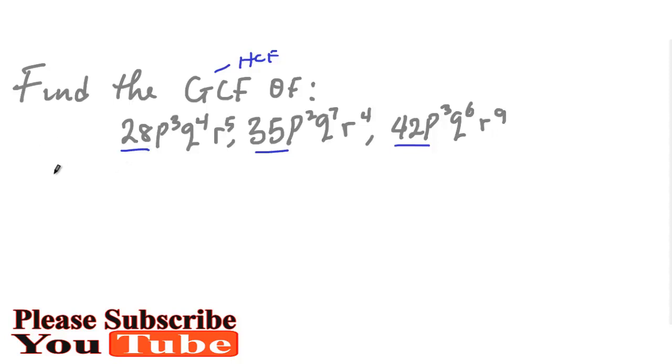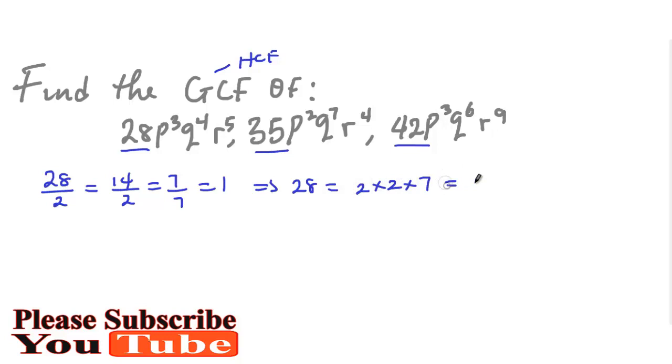So let's find the prime factorization of 28. So 28 divided by 2 will give us 14. 14 divided by 2 will give us 7. 7 divided by 7, that is 1. So this implies that the prime factorization of 28 is 2 times 2 times 7. And that will give us 2 raised to the power 2 times 7.